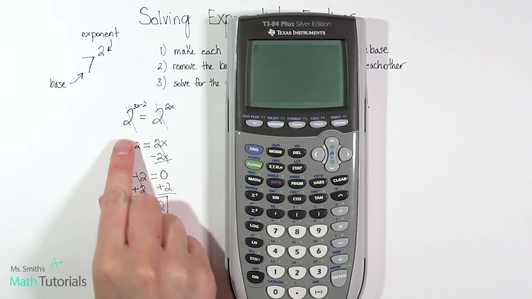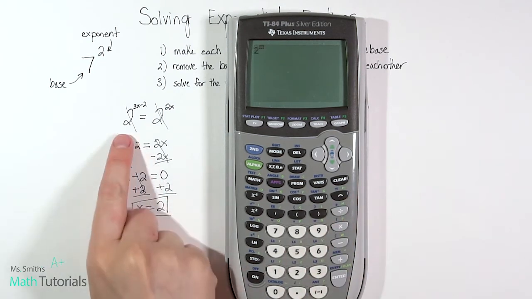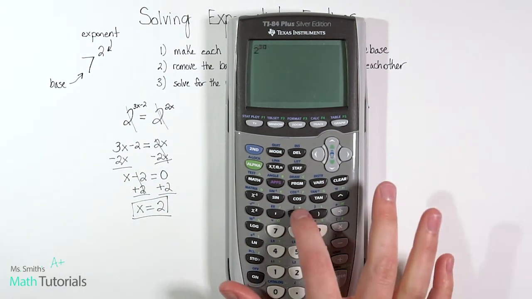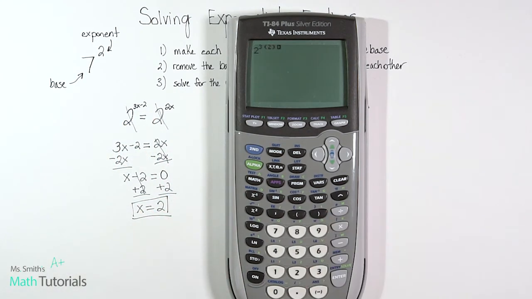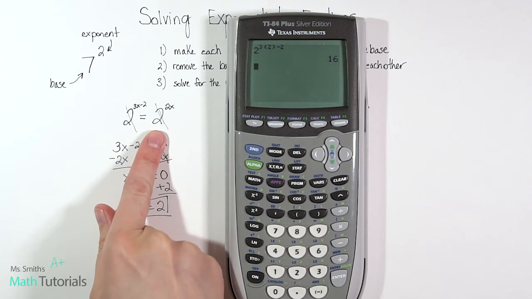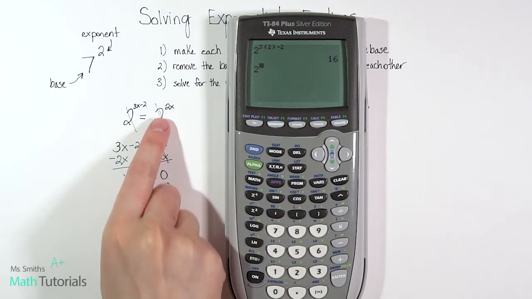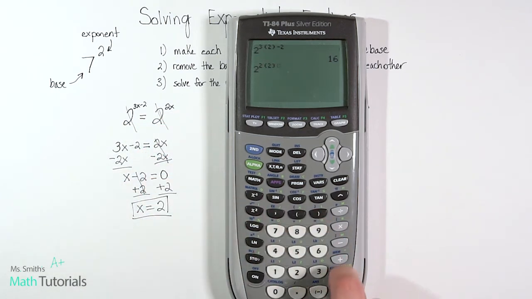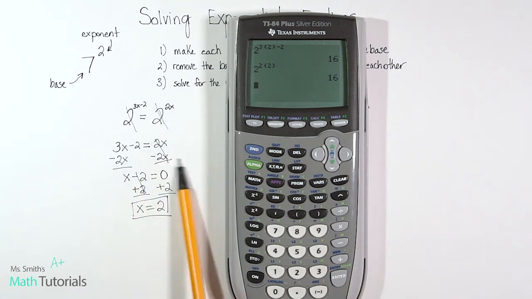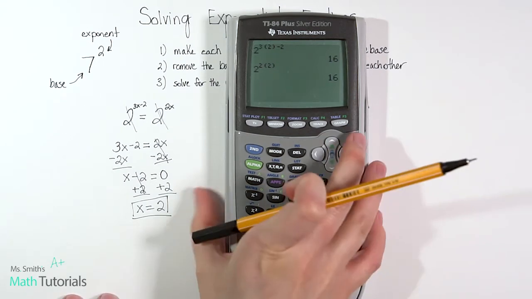So in this case, our base of 2 to the power of 3 times x, but it's not x anymore, we're calling it 2, right? So 3 times 2 minus 2. Let me see what I get. I get 16. So now if I do the other side, I should also get 16. So 2 to the power of 2 times x, but it's not x anymore, now it's 2. And I do get 16. So that is reassuring for me that I did the right thing. We did all of our solving correctly.